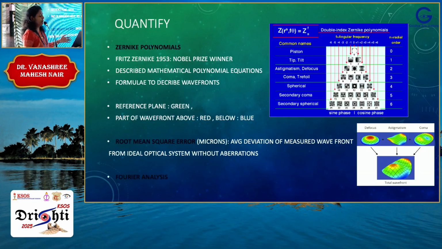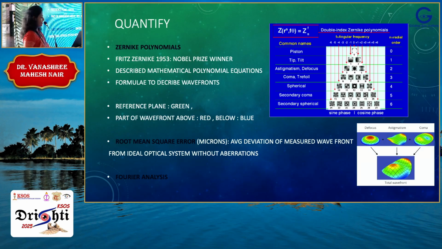So we quantify it using the Zernike polynomials. So these are mathematical equations. Again, they look very daunting to us. But the idea is that the wavefront, which is the reference plane, is going to be in green. The part of the wavefront which has gone beyond is red, and the part which is behind is blue. So diagrammatically, we get an idea of how the wavefront looks. But it is quantitated using root mean square error. That is the average deviation of the measured wavefront from the ideal optical system, which will not have aberrations.